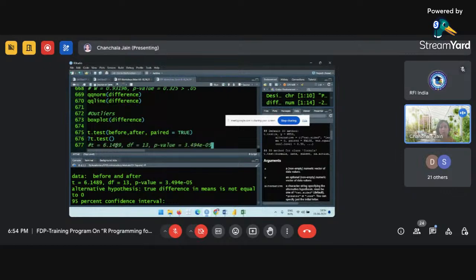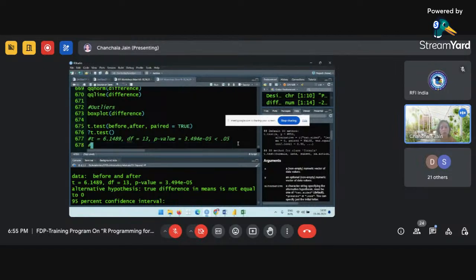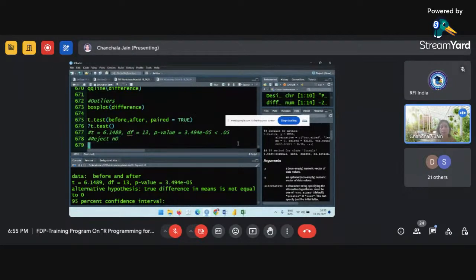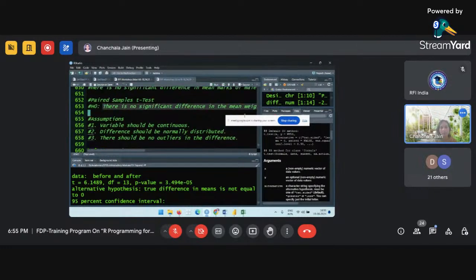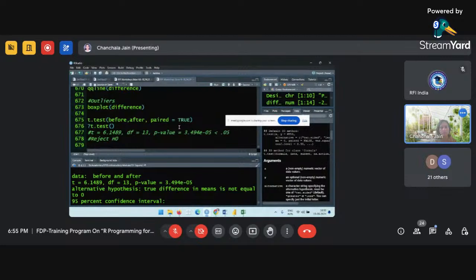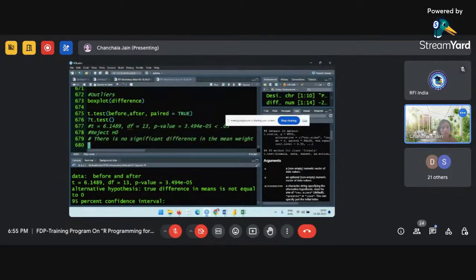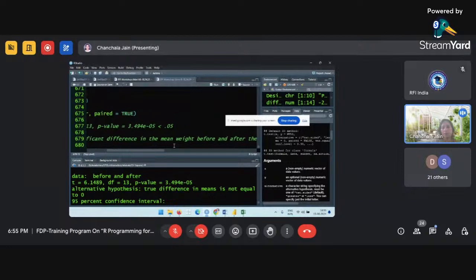And I'm copying and pasting it. So now you can see this p value is less than 0.05. This is a very small figure, right? So that way you are going to reject your null hypothesis. If you are rejecting your null hypothesis, what are you concluding? You are concluding that there is a significant difference in the mean weight before and after the diet plan.